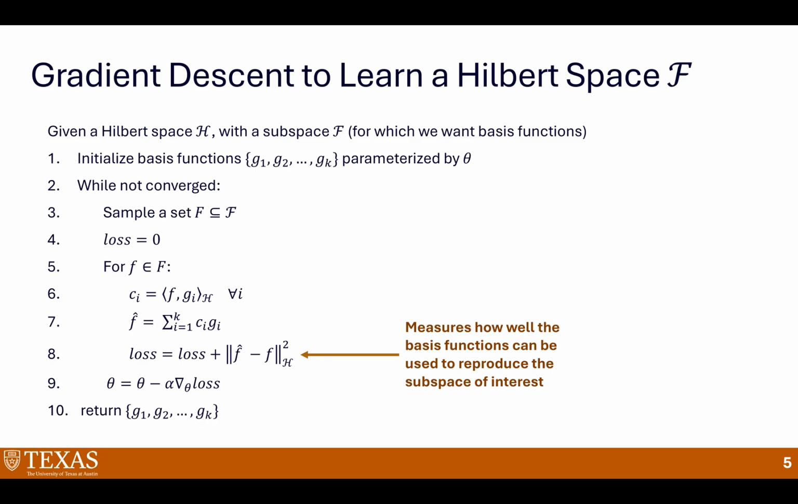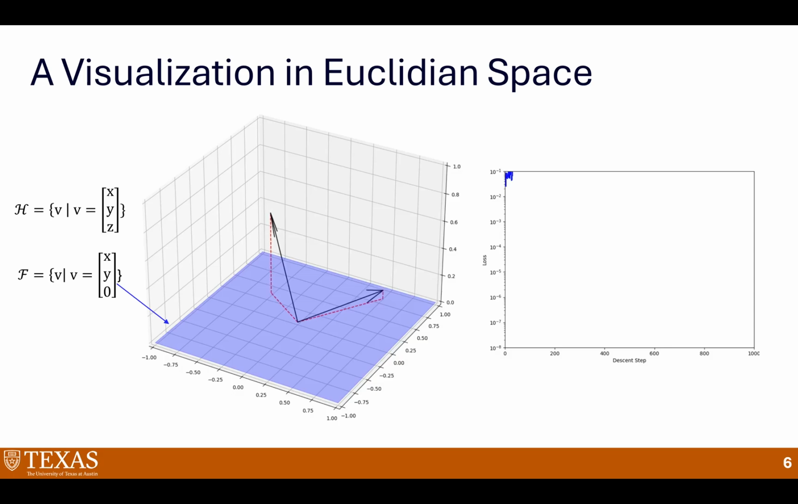And then you simply minimize that loss, and after training for a few iterations, you get basis functions which span the space of interest. Now, you can apply this algorithm to any Hilbert space, and so here I'm demonstrating on Euclidean space just to show you kind of what the algorithm looks like in practice. And as you can see, these black basis vectors are slowly converging to the blue square, which is the function space, or in this case, just a plane that we're trying to fit to.